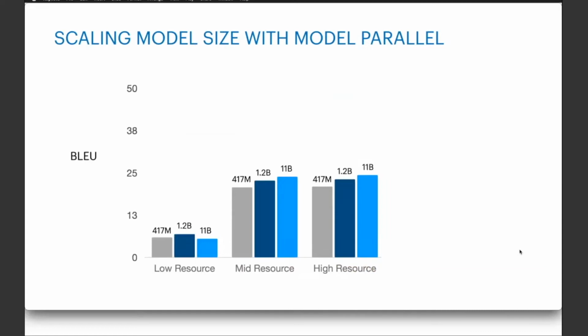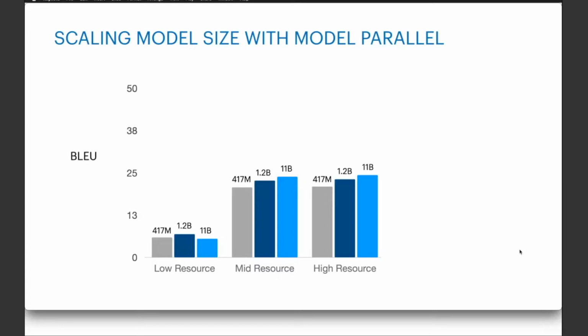Now, the y-axis here is the same metric of translation quality. And on the x-axis here, I've broken it down into different model sizes and different categories. So low resource, mid resource, and high resource essentially mean what is the amount of training data available. And then the gray bar represents a small model with 400 million parameters. Then the navy bar, 1.2 billion parameters. And then the blue bar, 11 billion parameters.